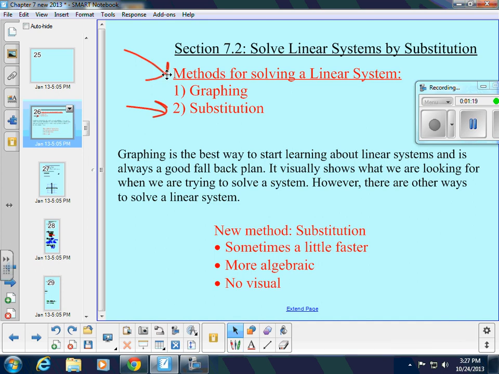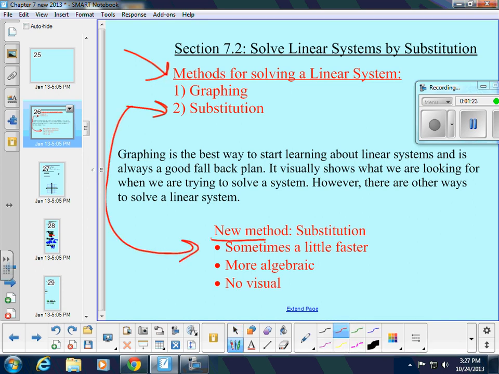So again, I'm going to talk about substitution today. What do we need to know about substitution? Well, that's our new method. Here are a few quick bullet points I want you to copy down about it. Sometimes it's a little faster. Since we're not graphing, we don't necessarily have to make scales for our graph or make a big grid and graph two lines. So sometimes it can be a little faster in that I don't have to make the picture of what's happening. It is more algebraic.